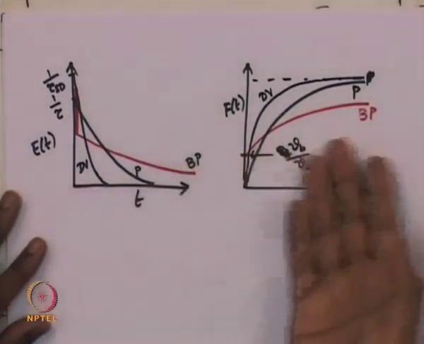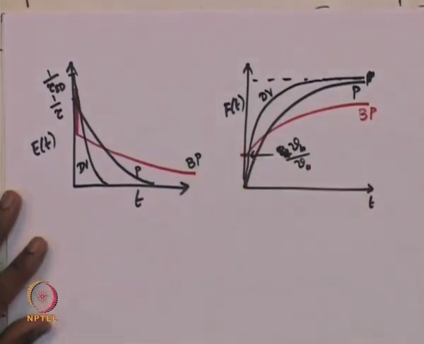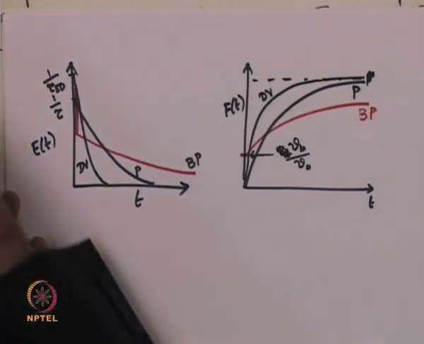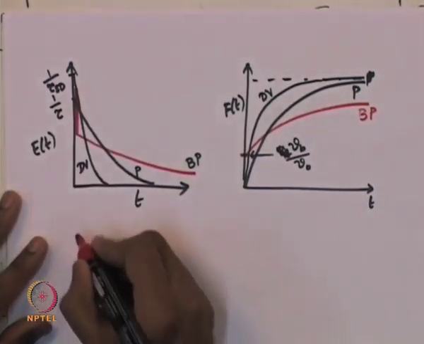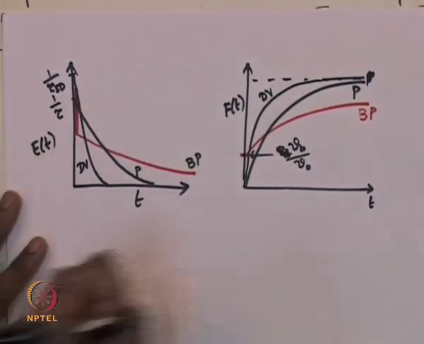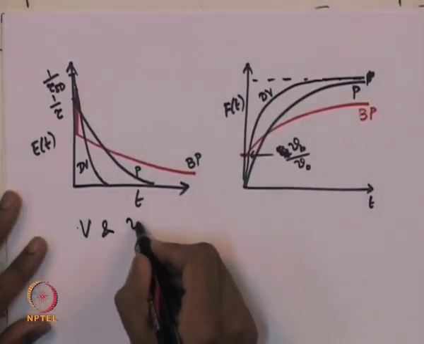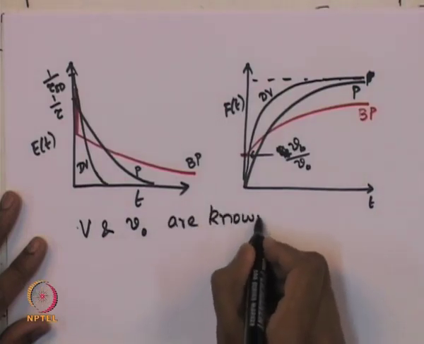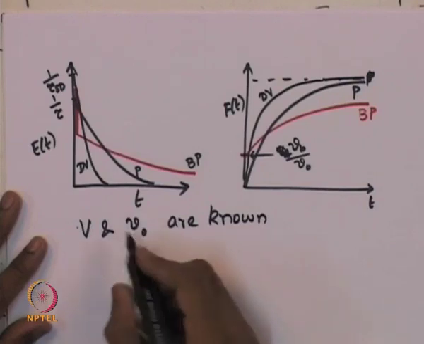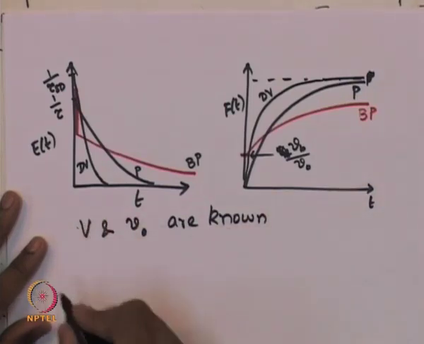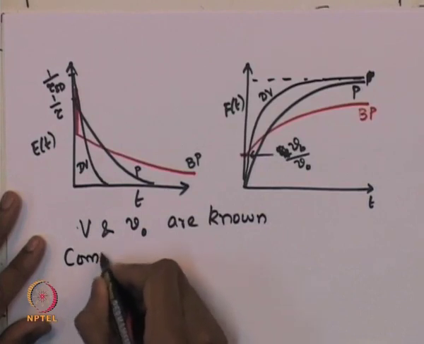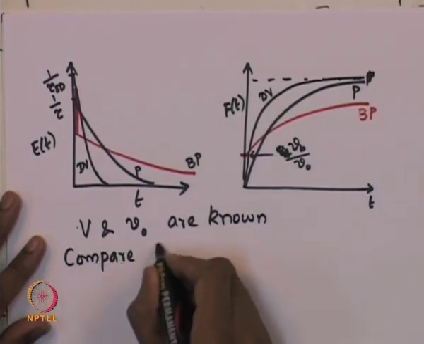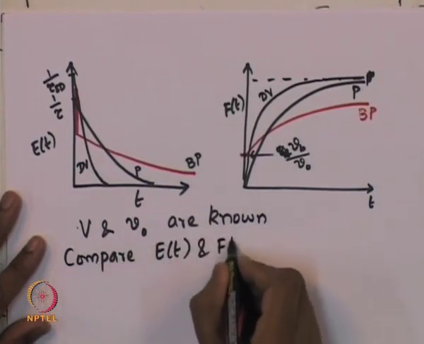So, either the E curve or the F curve can be used to diagnose if there is any problem in the operation of that particular CSTR. Therefore, the recipe is that if the volume of the reactor and the volumetric flow rate are known, the volumetric flow rate can be measured and V is the volume of the tank, one can compare E(t) and F(t).